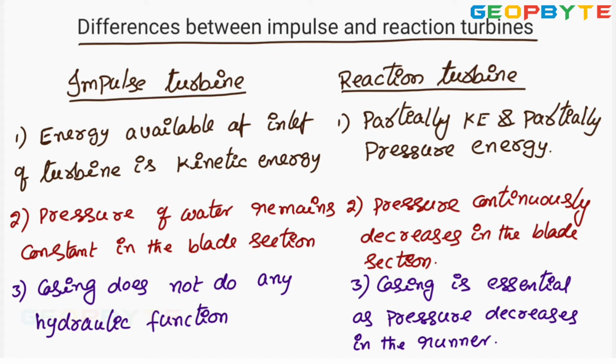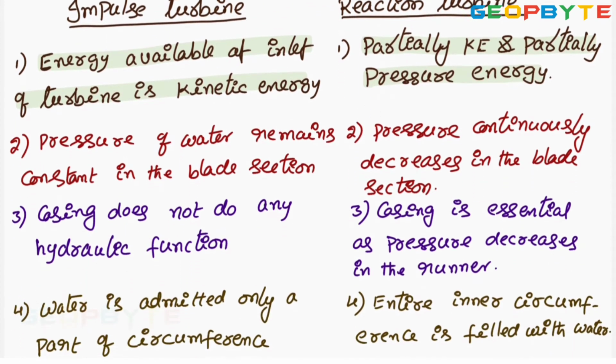Dear students, remember the energy available at the inlet of the impulse turbine is only kinetic energy. But in the case of a reaction turbine, energy is available partially as kinetic energy and partially as pressure energy. That is the main difference.